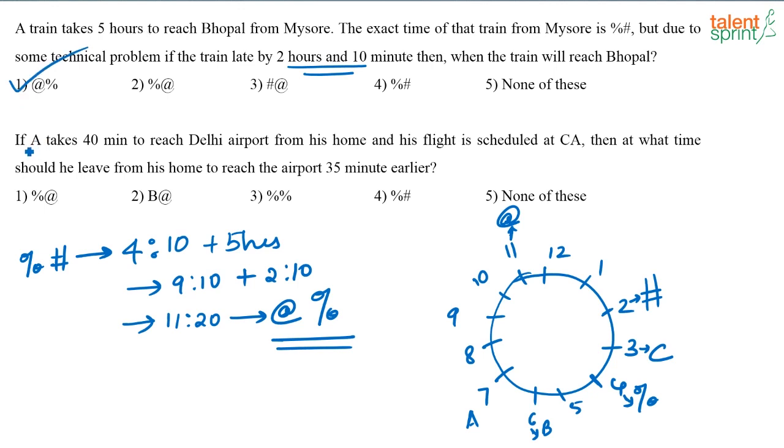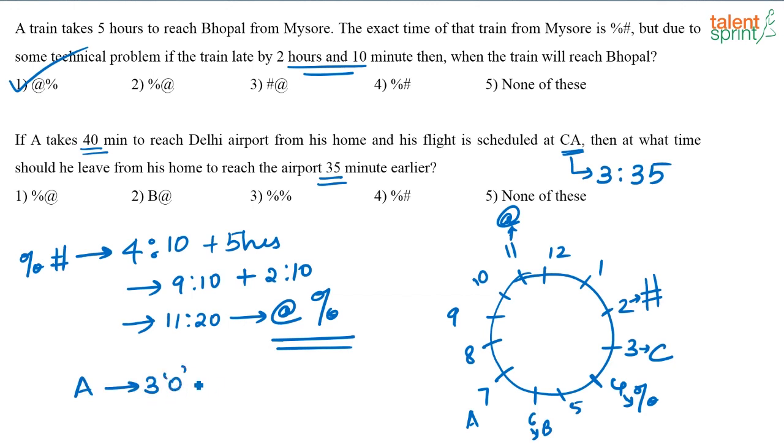Okay. Next one. If A takes 40 minutes to reach Delhi airport from his home and his flight is scheduled at CA. Now what does time CA represent? C represents 3. And A is 7. So if the minute hand is at 7, that is 3:35. So the time for the flight is 3:35, and A takes 40 minutes to reach the airport from his house. He has to reach the airport 35 minutes earlier, so A has to reach the airport at 3 o'clock.